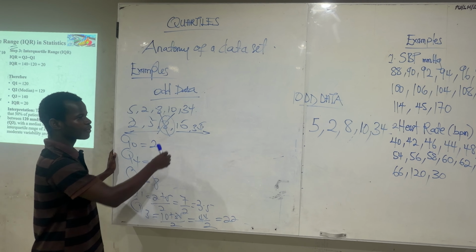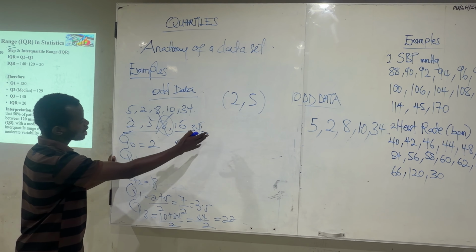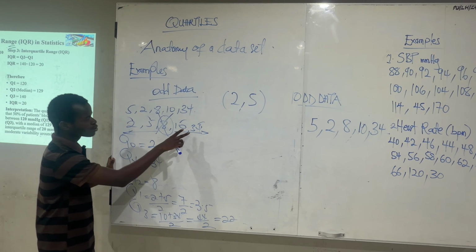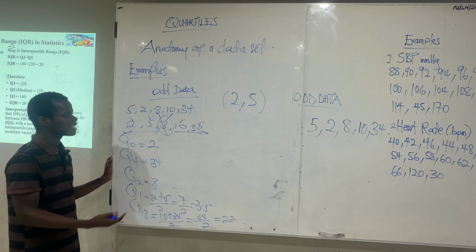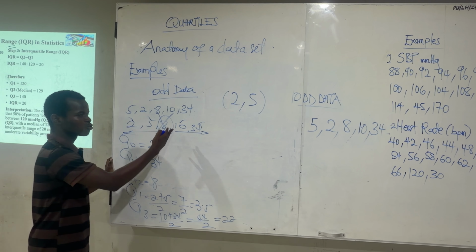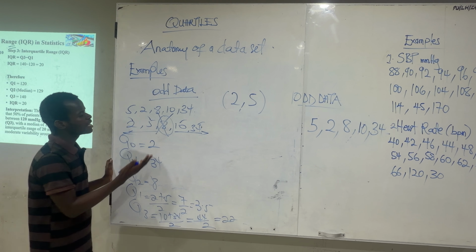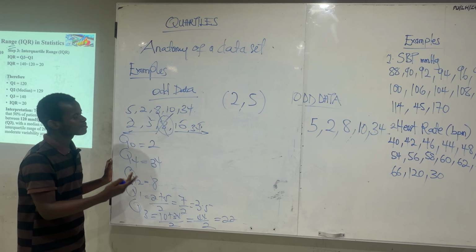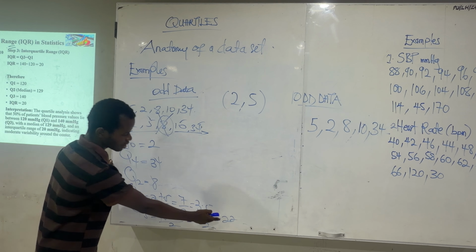And then for the upper half too, we have another two numbers here. And the principle in calculating for median is that when you have two numbers, the median is the average of those two numbers. So we have 10 and 34. Then the median becomes the average of 10 and 34. That's why we added 10 and 34 and divided it by 2. And we got 22.